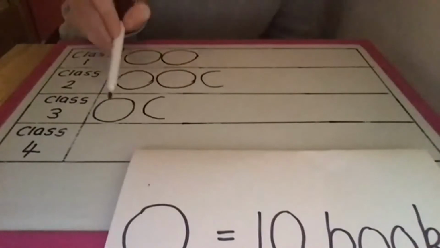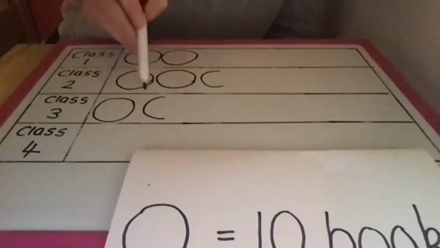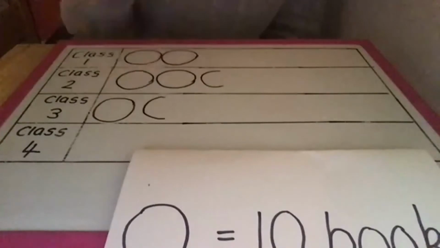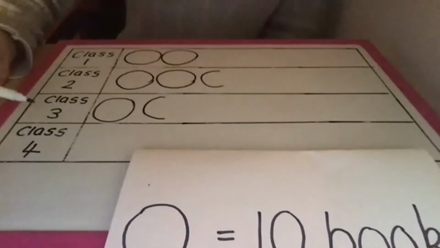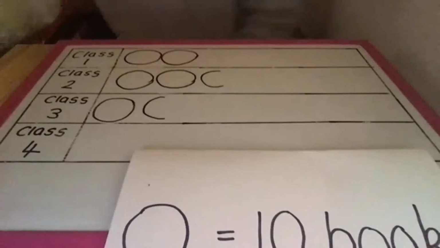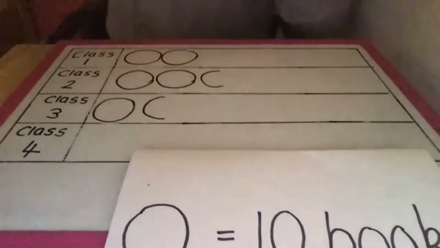And here I've got 10 books. Add 5 books because half a circle represents 5 books. 10 plus 5 equals 15, and that's how many books Class 3 read. Okay, let's try the last one. So, how many books did Class 4 read?